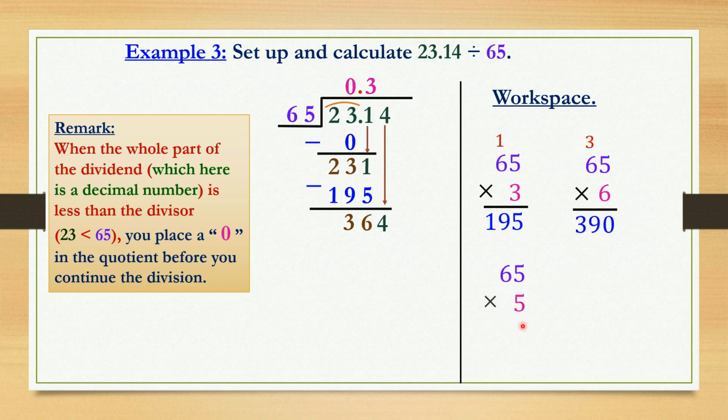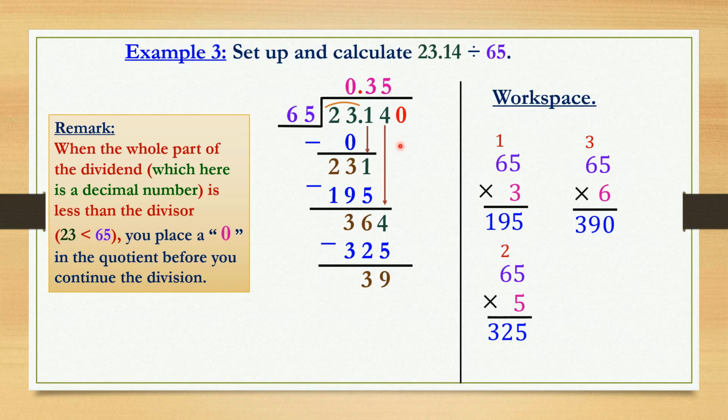65 times 5. 5 times 5, 25, I write 5, I carry 2. 5 times 6, 30 plus 2, I obtain 32, and 325 is less than 364, so I write 325, and I write 5 in the quotient. Now let's find the remainder. 4 is less than 5, I borrow from 6, becomes 5, 14 minus 5, it's 9, 5 minus 2 is 3, and 3 minus 3, it's 0.